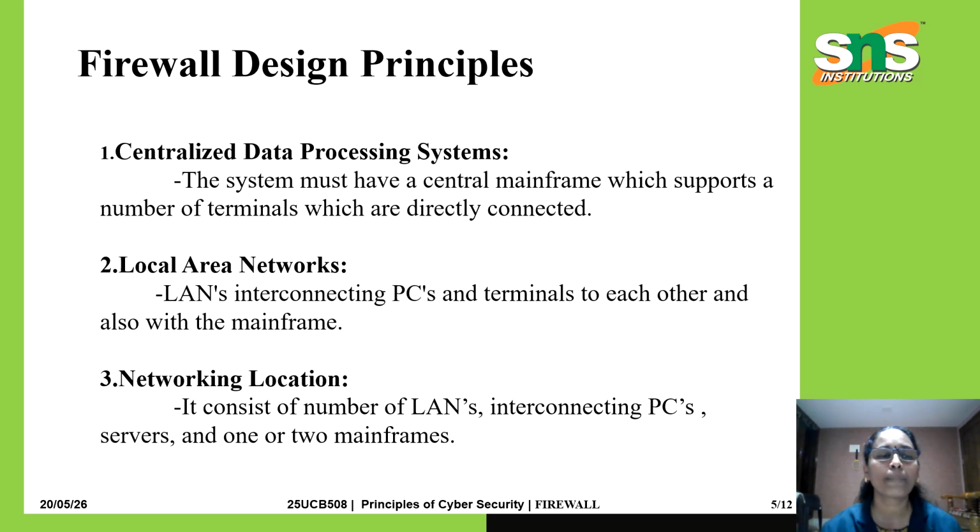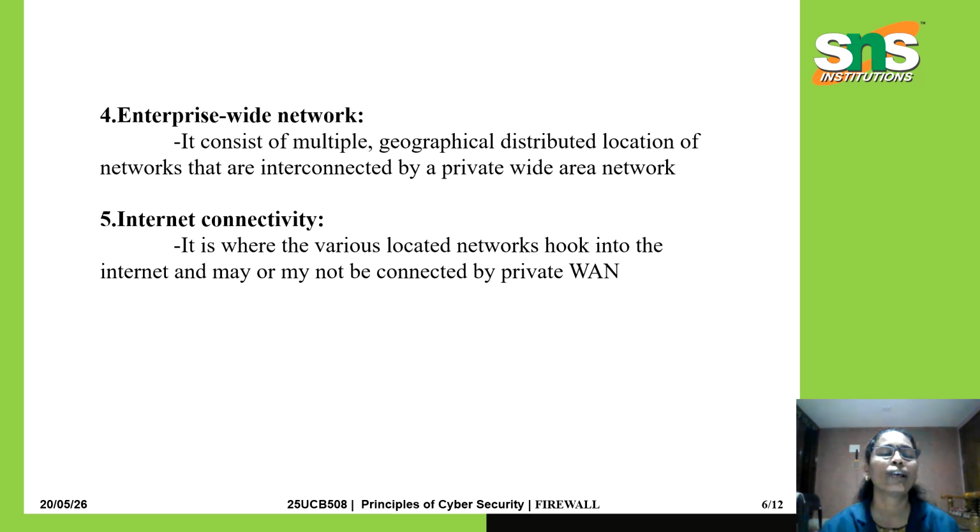The firewall design principle starts with a centralized data processing system. The system must have a central mainframe which supports a number of directly connected terminals. A local area network interconnects the PCs and terminals to each other and also to the mainframe. That is, the local LAN will serve as an internal network here. Next is the networking location, which consists of a number of LANs interconnecting PCs, servers and one or two mainframes.